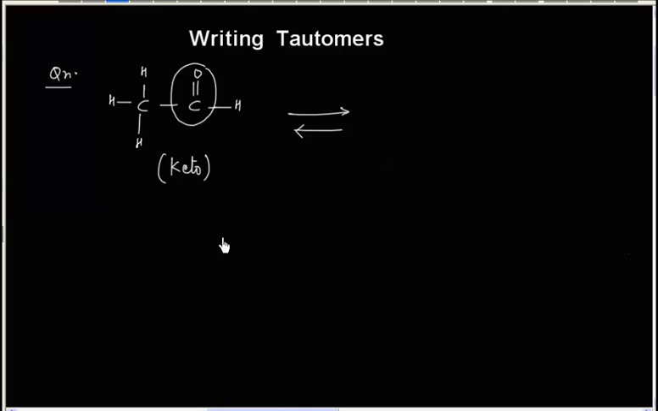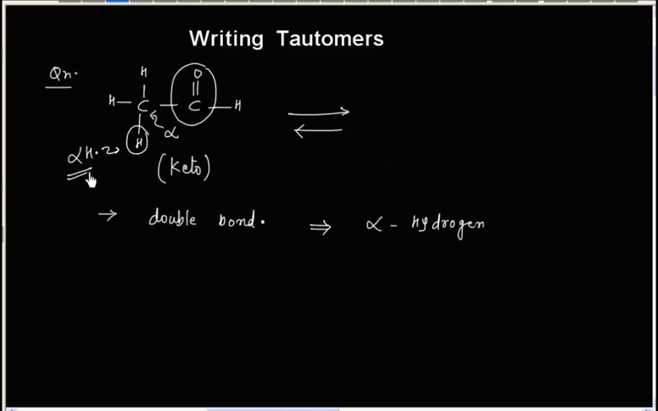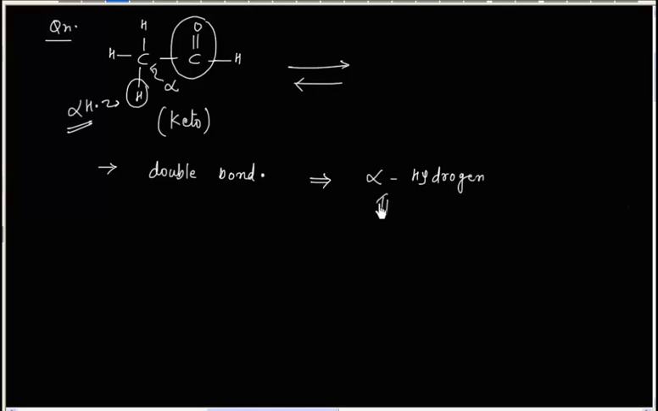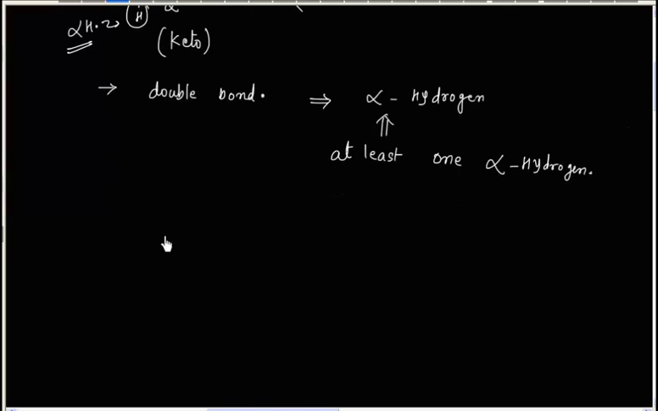For writing tautomers, we are looking for two things. One is a double bond and another is an alpha hydrogen. So we have a double bond here, and this carbon is called alpha carbon, and the corresponding hydrogen is alpha hydrogen. So we must have at least one alpha hydrogen. Now we can write tautomer of this compound.